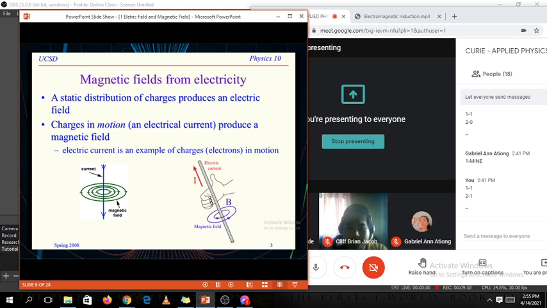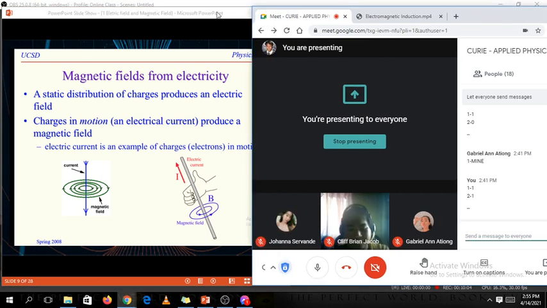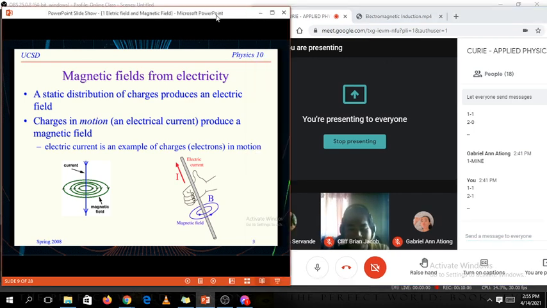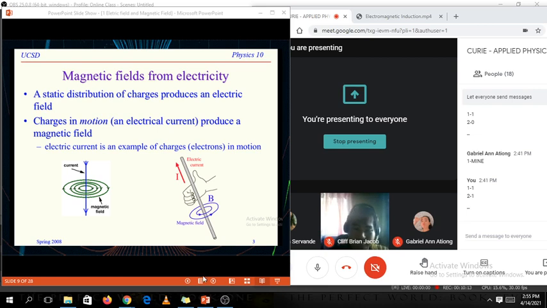So aside from the thumb rule, you also have your Fleming's right hand rule, which we will discuss later. But before that, do you have any questions? Okay, next.